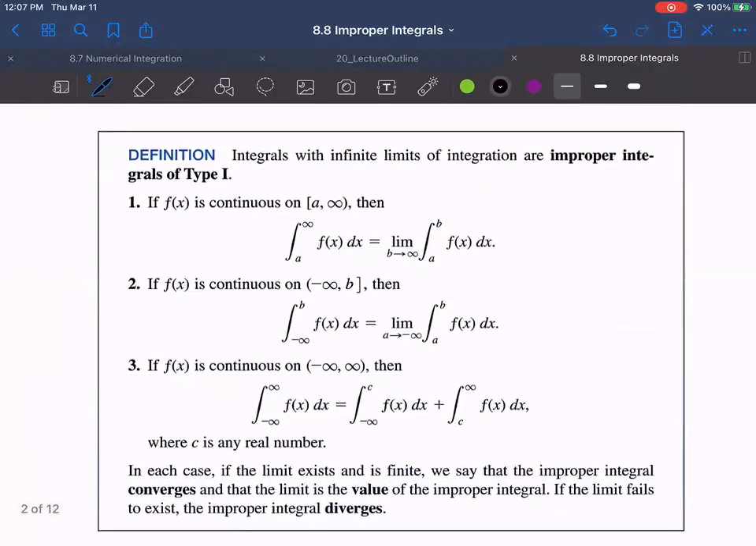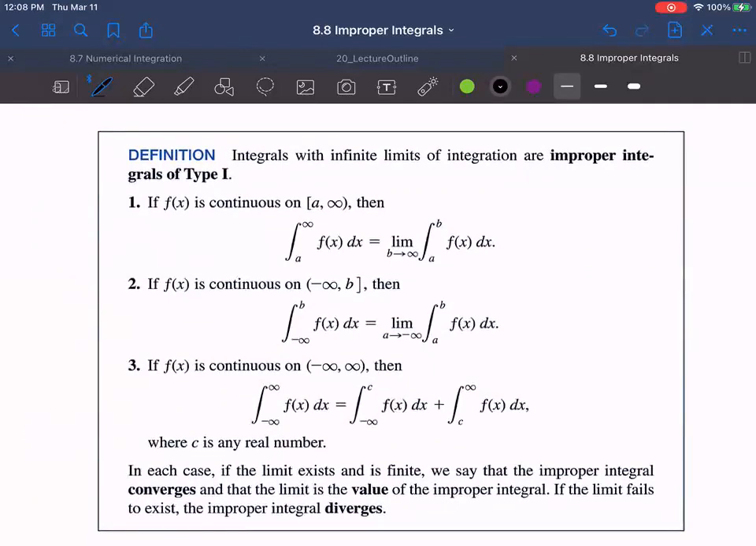So how do we do this? Integrals with infinite limits of integration are improper integrals of type 1. If f of x is continuous on a out to infinity, the integral from a to infinity is that where we replace infinity with b and then take the limit as b goes to infinity. You'll find that as you do more of these, you'll probably stop always writing out the limit and you'll just leave it from like a to infinity and stuff.